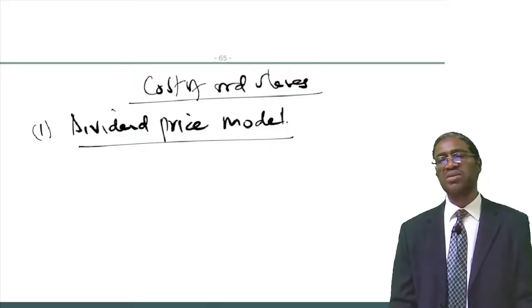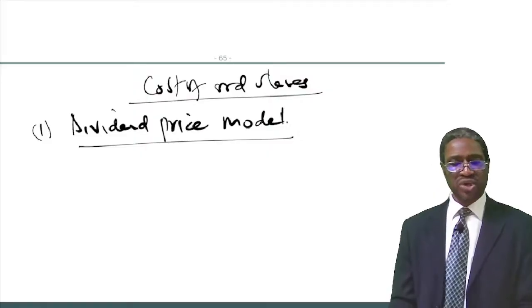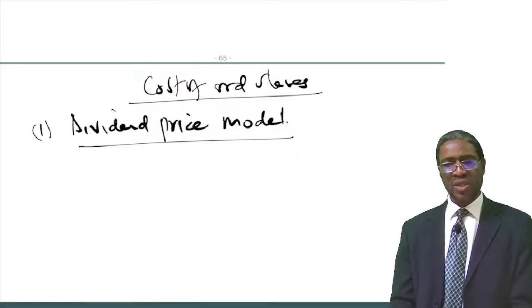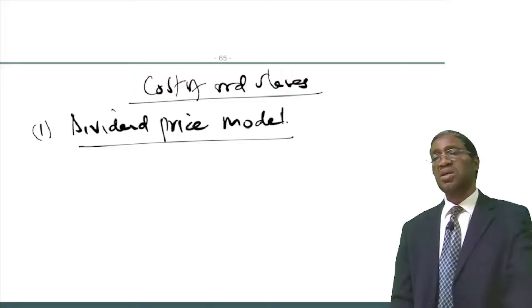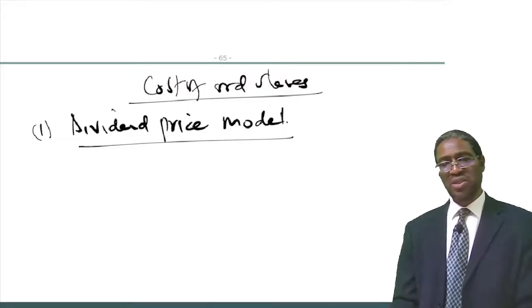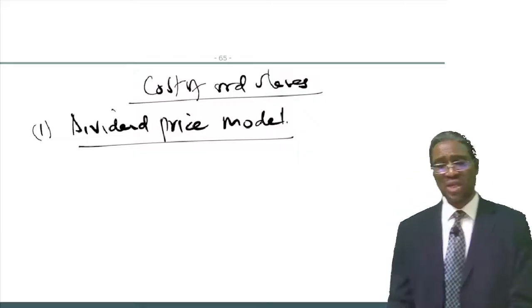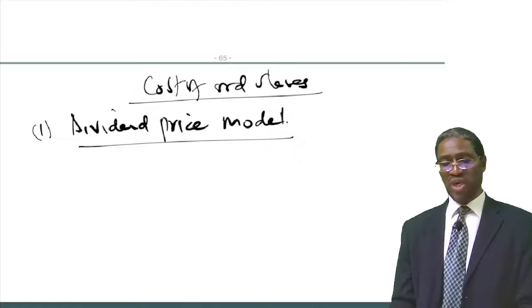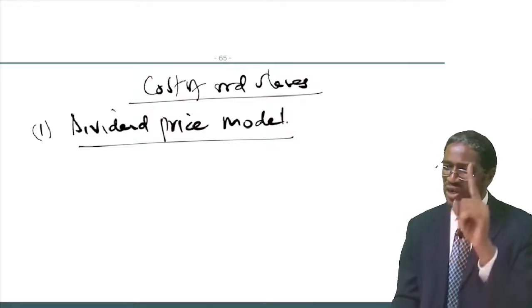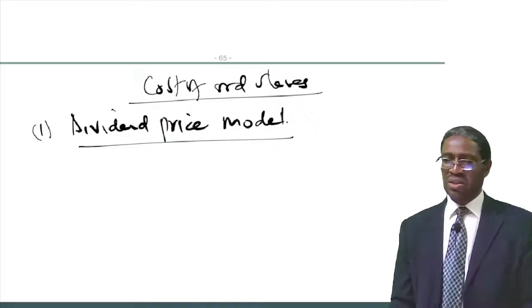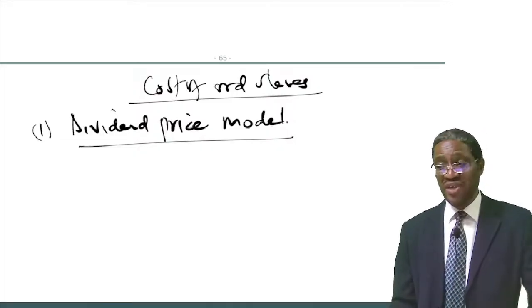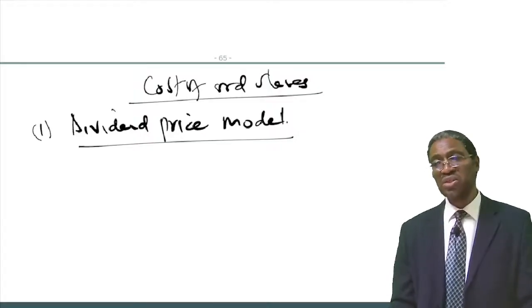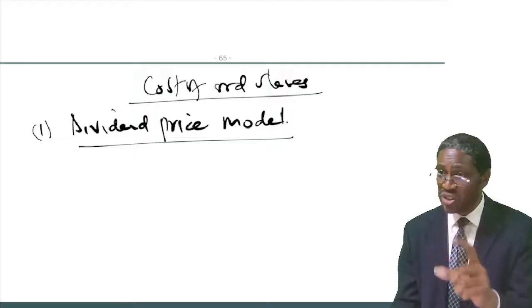Then you say this, dividend price model. This model is used where dividends remain constant forever.